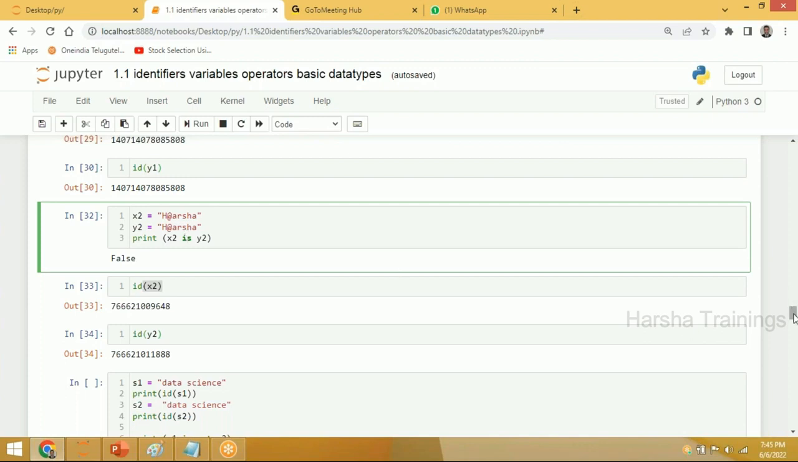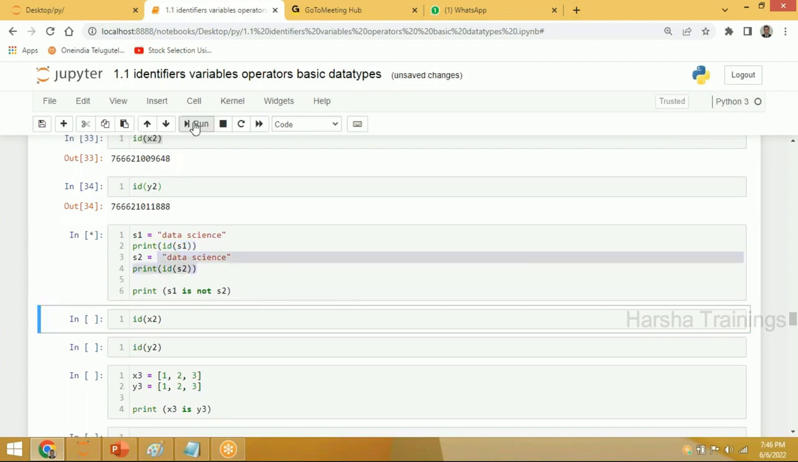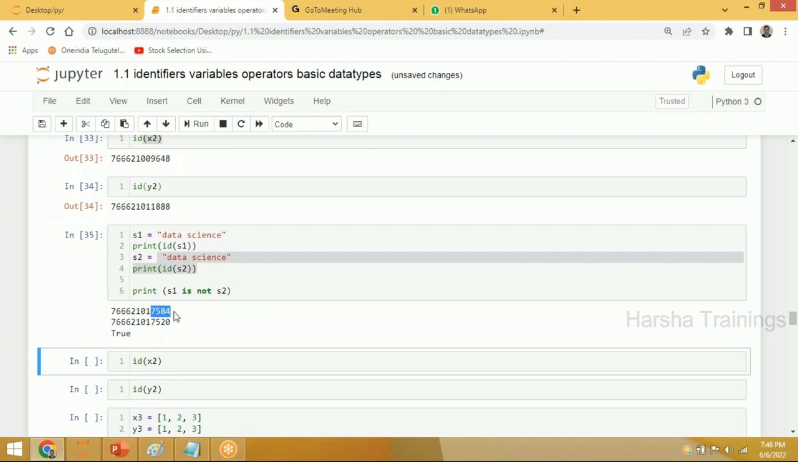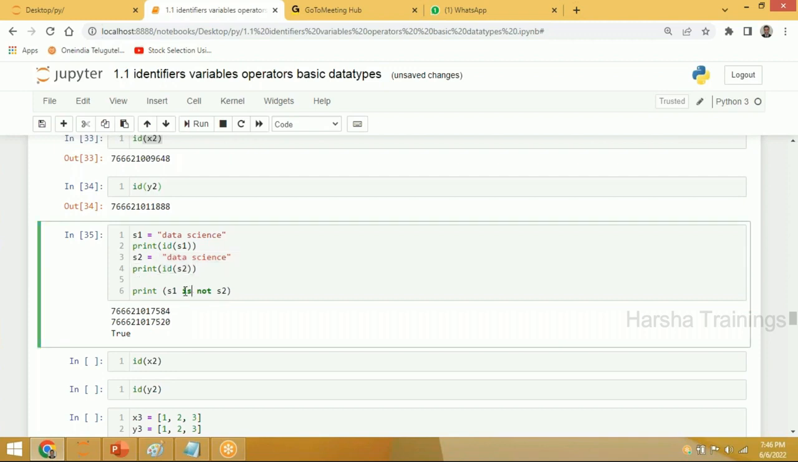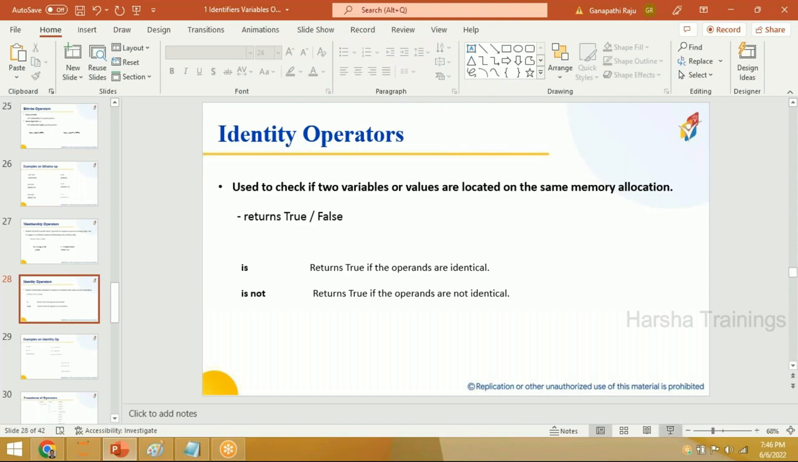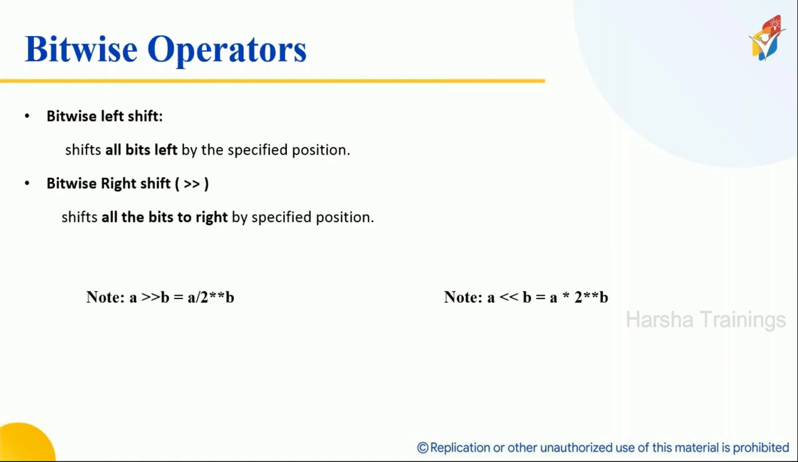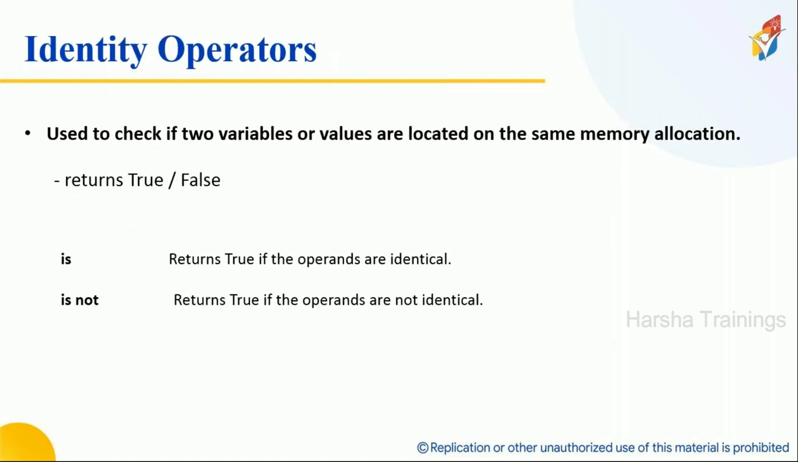Now let me discuss another example. s1 equal to data science and id of s1, s2 equal to data science and id of s2. Look at what it is printing here. String 1 is stored in a different location, string 2 is stored in a different location. Here I called is not, so it returns true. Now this is about identity operations. If you are good in operators, we can do better programming, so I have spent a little time on operators.